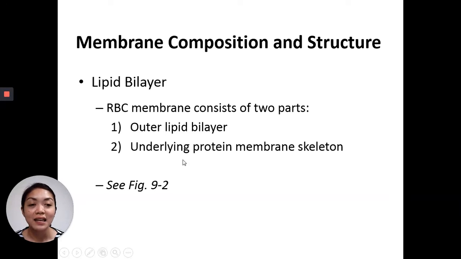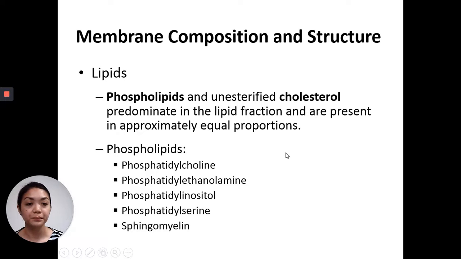And in the inner layer, we have the membrane cytoskeleton. So, proteins naman niya that are found in the inner layer of the phospholipid bilayer. So, let's start first with the lipids, which comprise 42%. So, again, we have the two major ones, phospholipid and cholesterol.